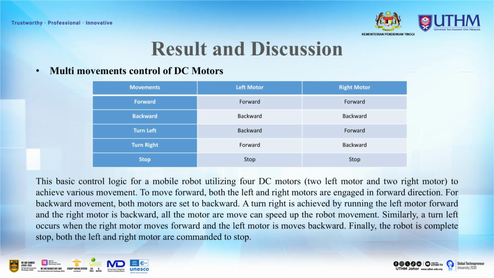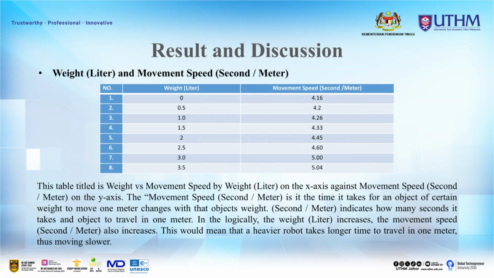Result for the multi-movement control of the DC motor. To move forward, both the left and right motors turn in the forward direction. For backward movement, both motors are set to backward. A turn right is achieved by running the left motor forward and the right motor backward. All the motors moving together can speed up the movement. Similarly for a turn left. This result tests the weight in liters and movement speed in seconds per meter.